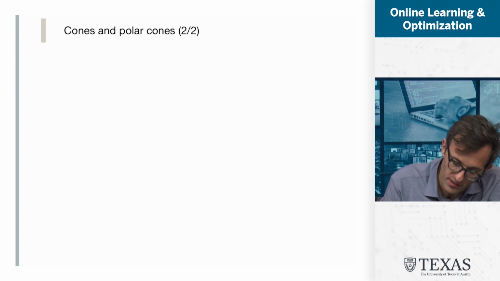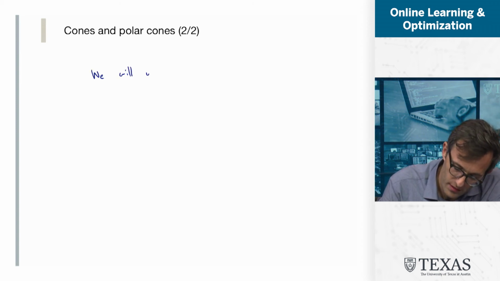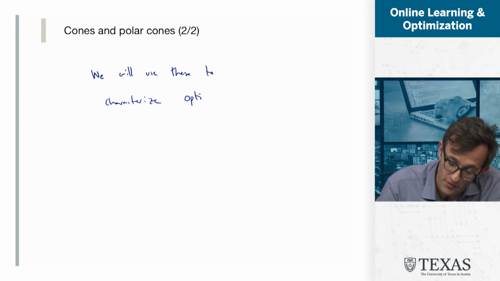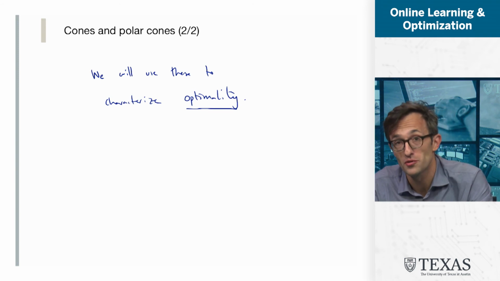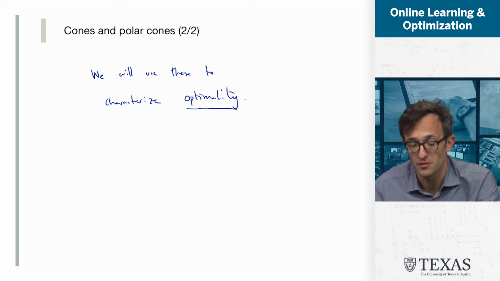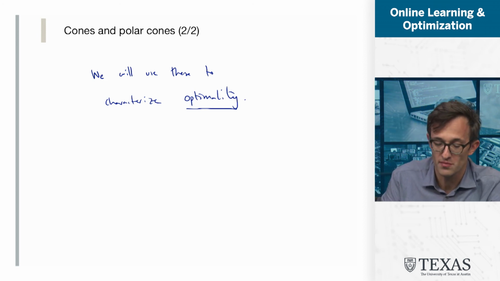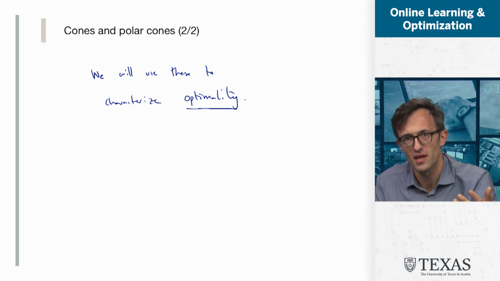So some more examples of cone and polar cone. We will use these to characterize optimality. In other words, when is a particular solution to an optimization problem the optimal solution? And we're going to use a specific cone and polar cone, which is really going to be exactly the same definition as I just gave, but it's important to give these names and draw a few pictures.